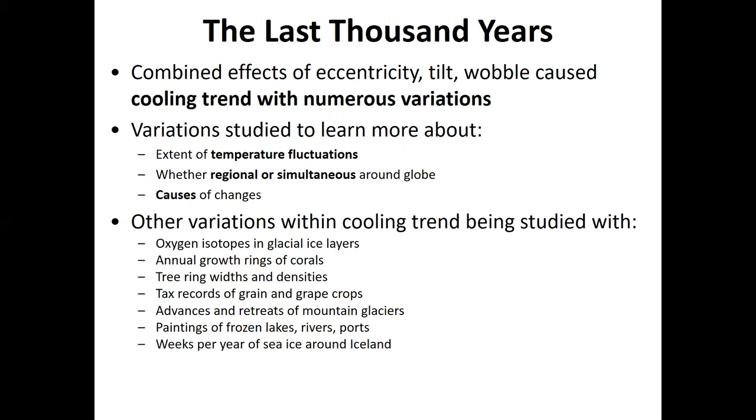Other variations within this cooling trend are studied with oxygen isotopes in glacial ice layers, annual growth rings of corals, tree ring widths and densities, tax records of grain and grape crops, advances and retreats in mountain glaciers, paintings of frozen lakes and rivers and ports, and weeks per year of sea ice around Iceland. So these are all other data used to study and record variations within this general cooling trend that's been happening for the last 7,000 years.